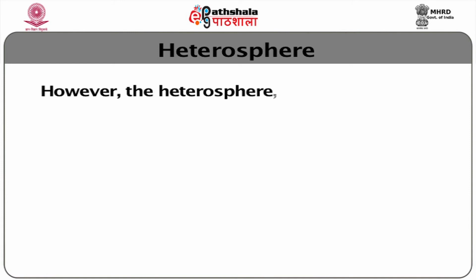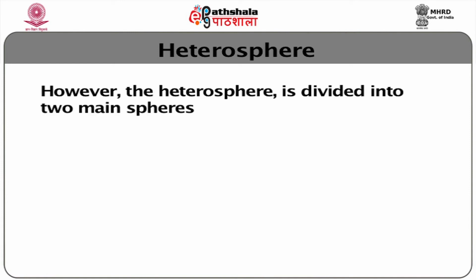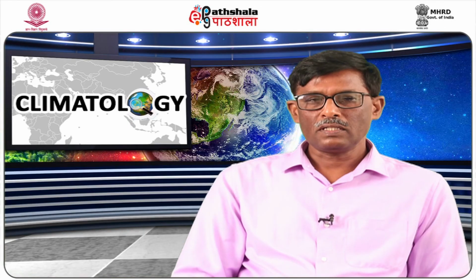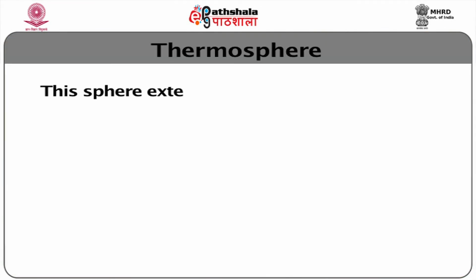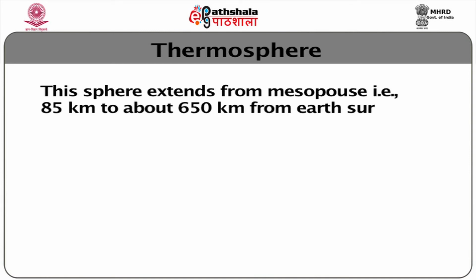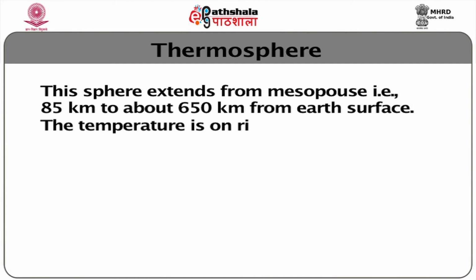However, the heterosphere is divided into two spheres, the thermosphere and the exosphere. Now, coming to the thermosphere. This sphere extends from the mesopause, that is 85 km, to about 650 km from Earth's surface.